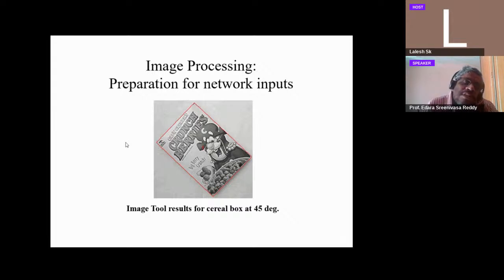So this is a cereal box. Some, I think, chocolates or something box. So it is pre-processed to give to the network engine. It is inclined by 45 degrees. This pre-processing and everything is done by image processing techniques.